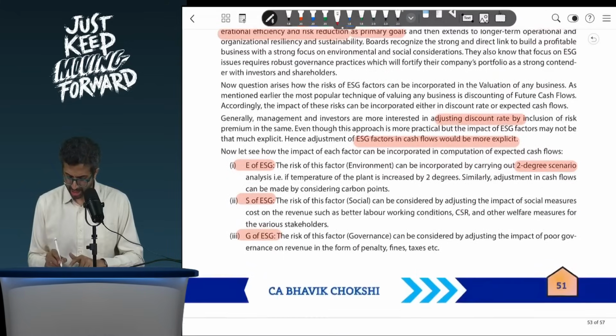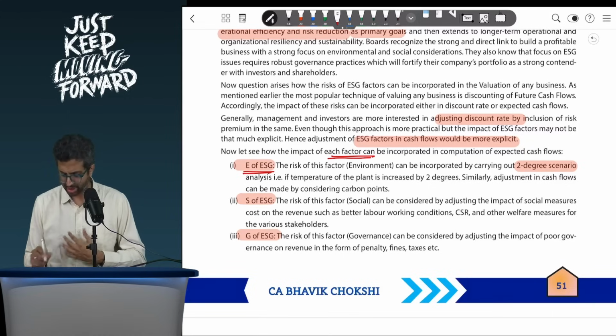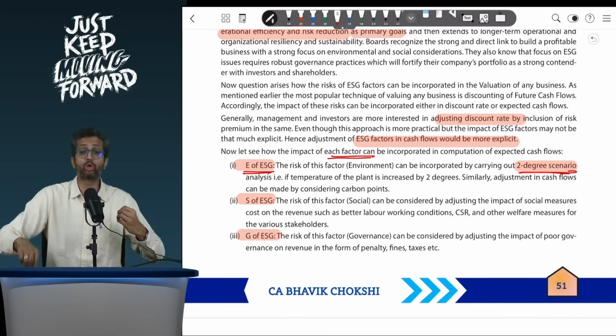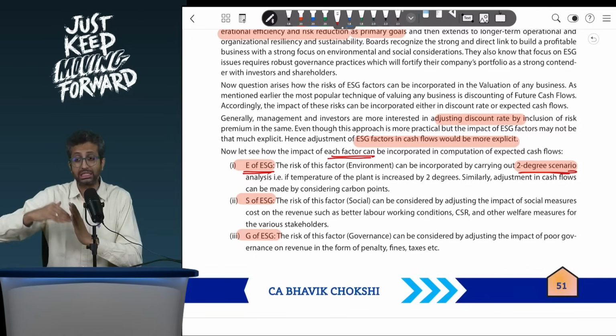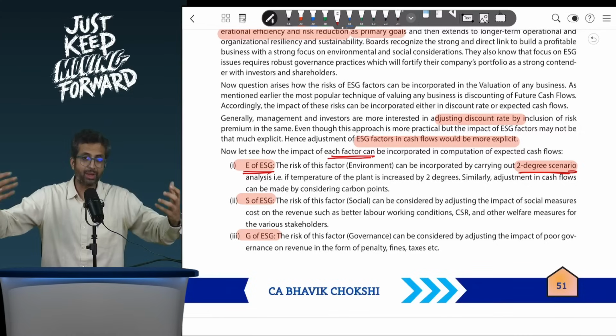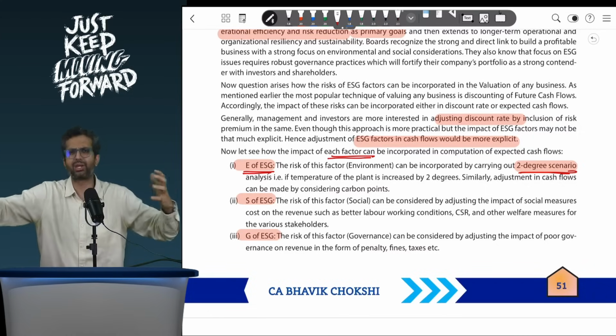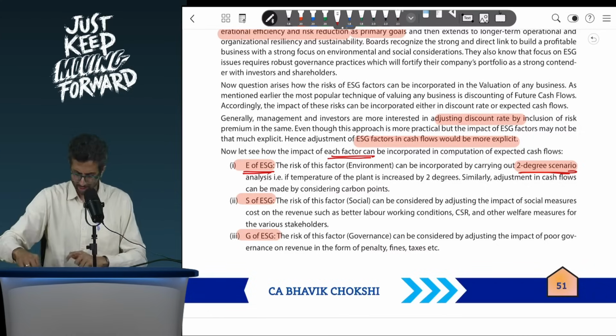So what is the impact of these factors? How can they be incorporated? For E in ESG, the environmental impact can be incorporated by doing a 2-degree scenario. A 2-degree scenario means: what will happen if I increase the temperature of my plant, for example, by 2 degrees? What impact will it have? Will it result in me having to pay some additional penalties or having to buy some new equipment, etc.? Will there be an additional cost because of that?